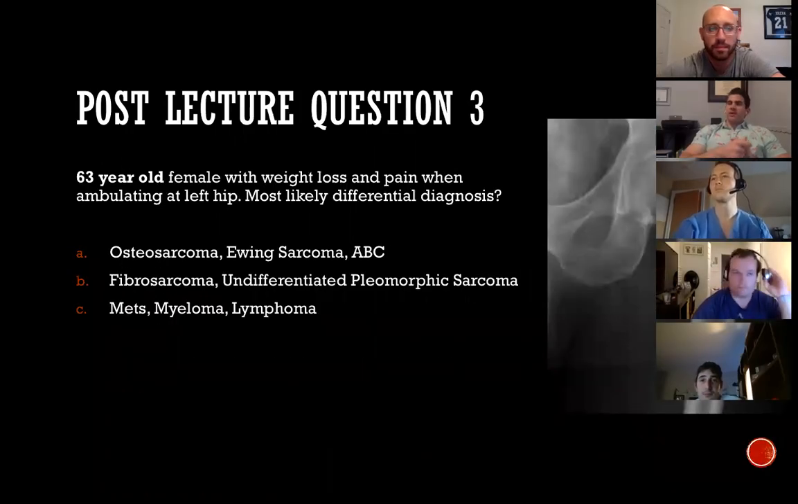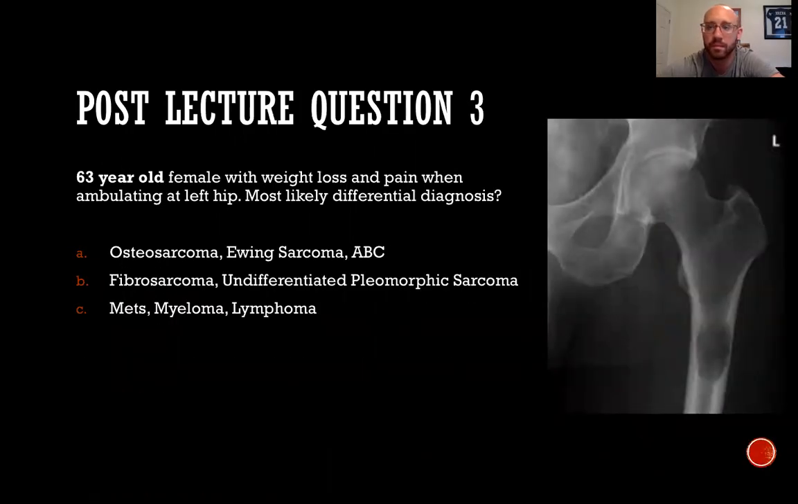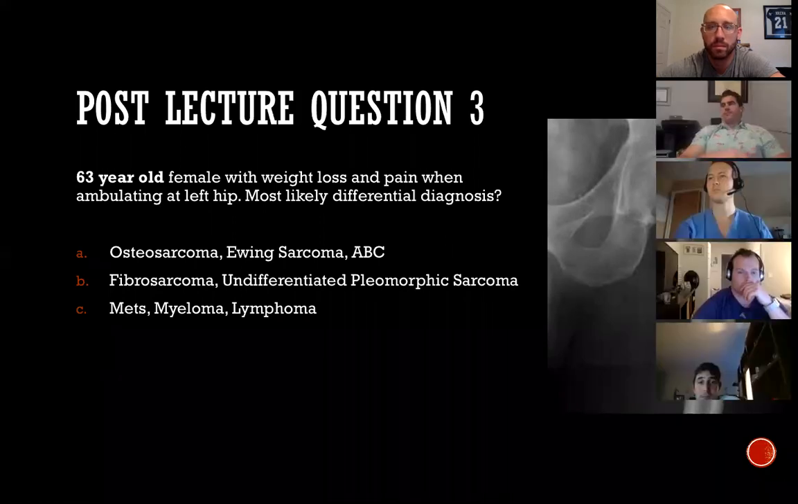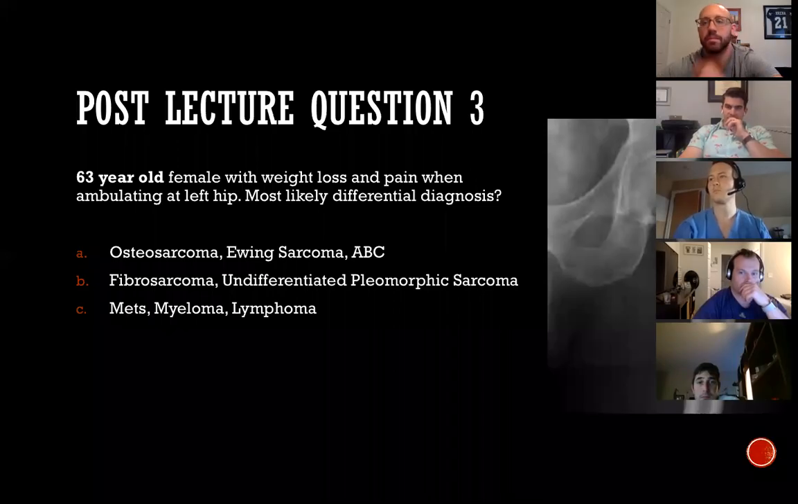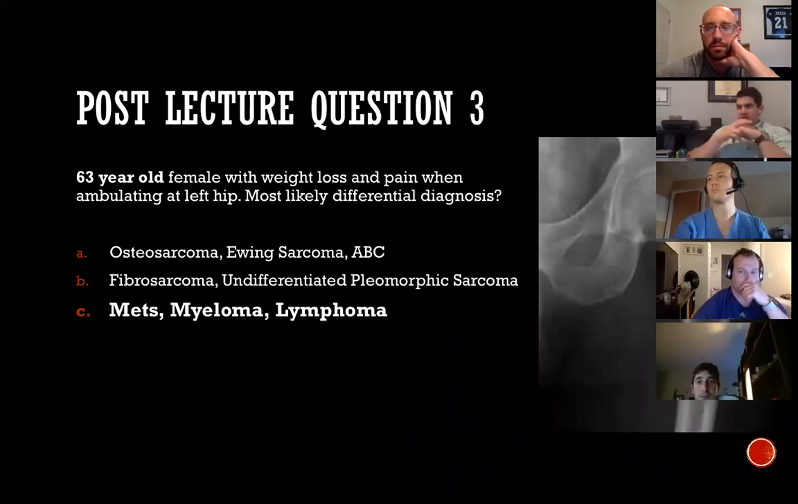Question 3. You have a 63-year-old female who has weight loss and pain when ambulating at her left hip. What is the most likely differential diagnosis? So over 40, kind of scattered lesions throughout the proximal femur. Love it. So, mets, myeloma, lymphoma, that should be in your differential.